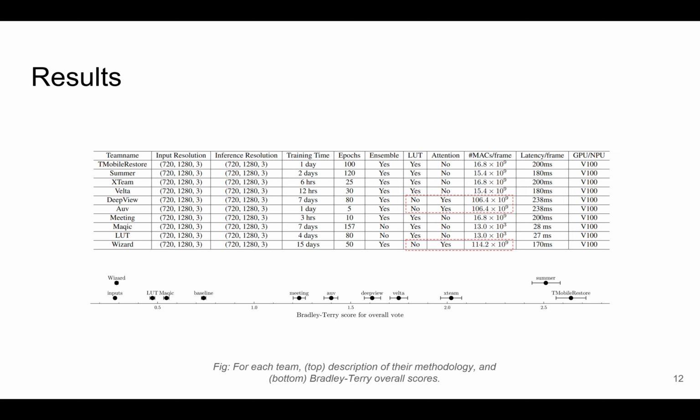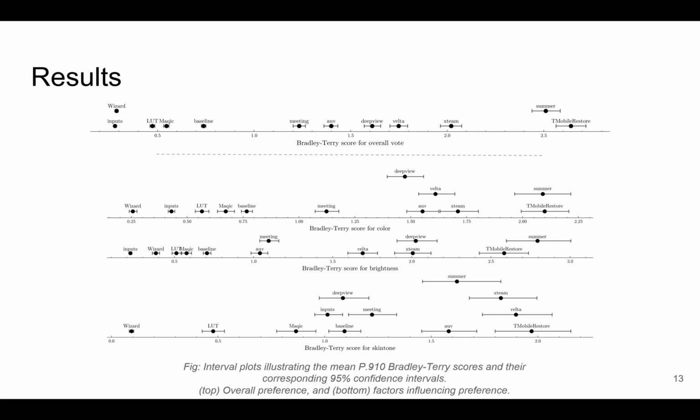All of them did inference at full resolution to maintain sharpness. One trend that was very clear is that lookup tables are the key to reducing MAC counts. And there are only 3 submissions that do not use LUTs, and all 3 of them did not meet the qualifying MAC criteria. Looking at more detailed metrics, we see that relative ranking of different methods remains roughly similar when ranked by color, brightness, and skin tone compared to overall performance. Of these 3 factors, brightness has the highest correlation with overall scores, followed by color.